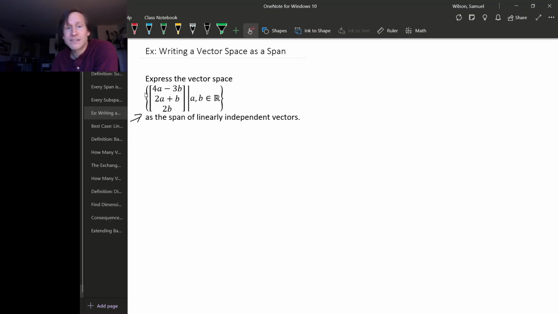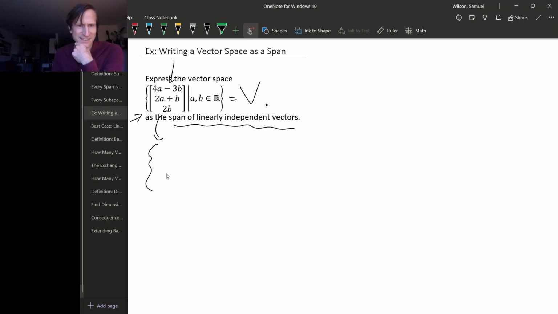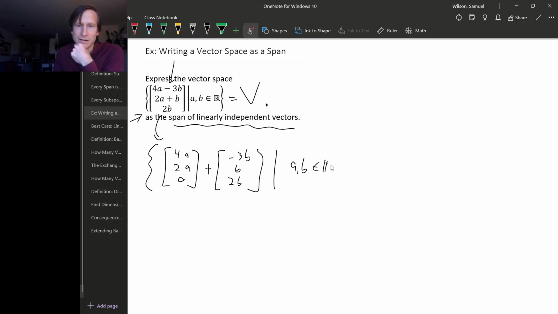But let's express this vector space, let's call this capital V, as a span of linearly independent vectors. How you do this really depends on how your vector space is written down. For this particular description, if you look at the form of the vector defining this vector space, we can write this as the sum of two different vectors. This is 4a, 2a, and 0, a vector with the a's, plus a vector with the b's, minus 3b, b, 2b, and a and b are scalars.